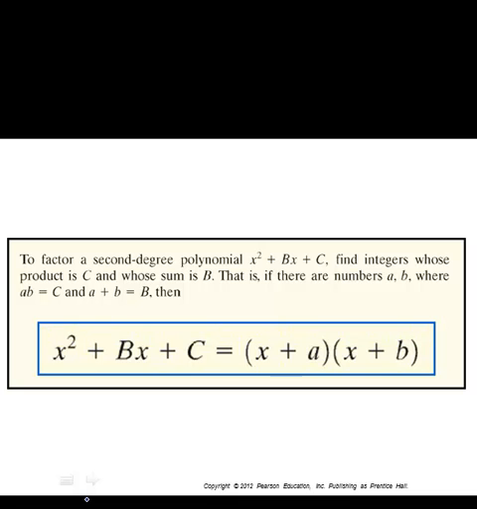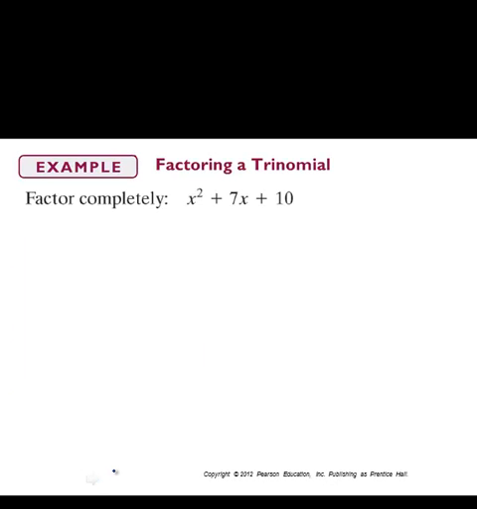Now, I'll show you the method that they teach in the book, but I'll show you my method, which is called the AC method, which I think is a little bit easier to remember. Now, let's go ahead and dive right into this. We have x squared plus 7x plus 10.